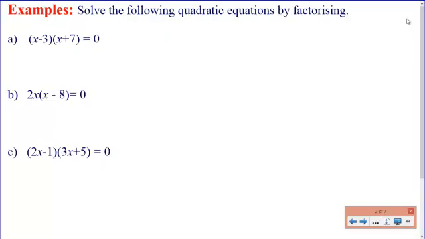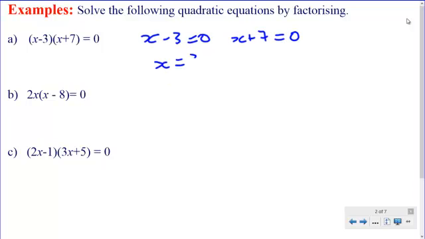In the first example, (x minus 3) times (x plus 7) equals 0. This means that either x minus 3 equals 0 or x plus 7 equals 0. If you look at these two equations and solve them, we get x is equal to 3 or x is equal to negative 7. And they're our solutions.